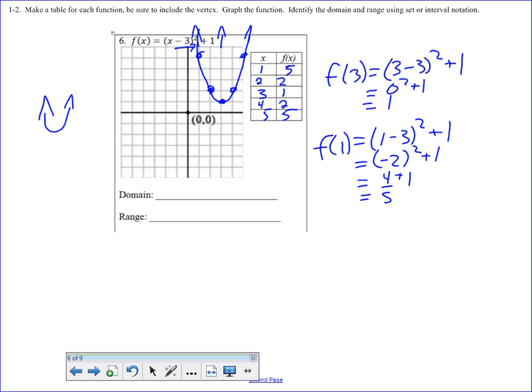And there's my parabola. And I promise to show you how much easier this is to do on the calculator, and so I will.